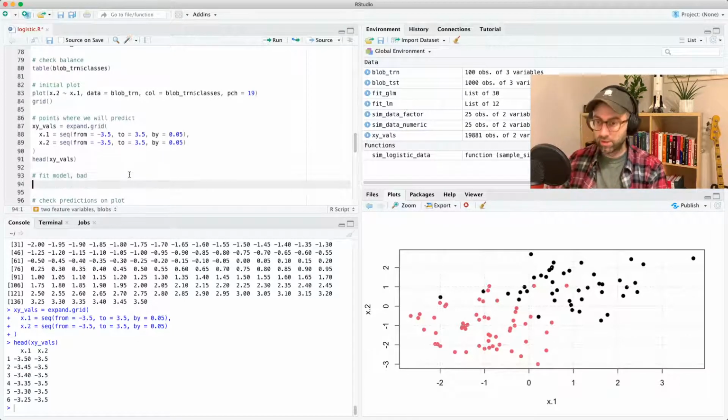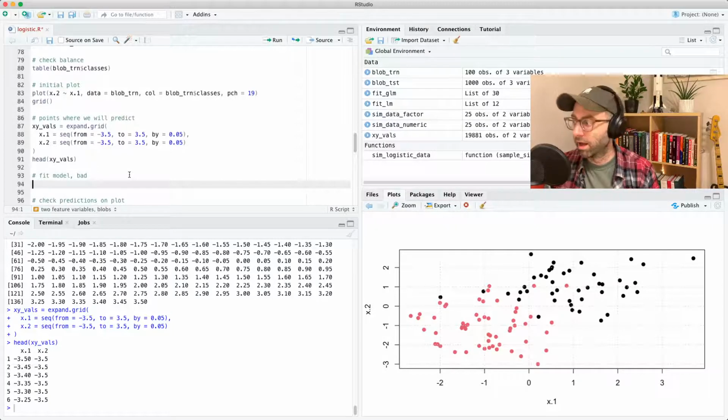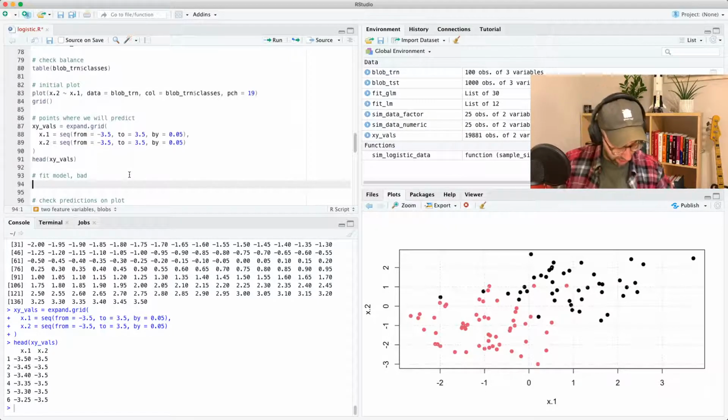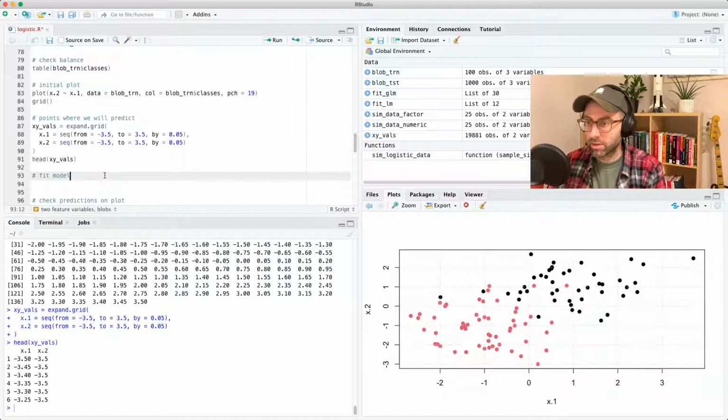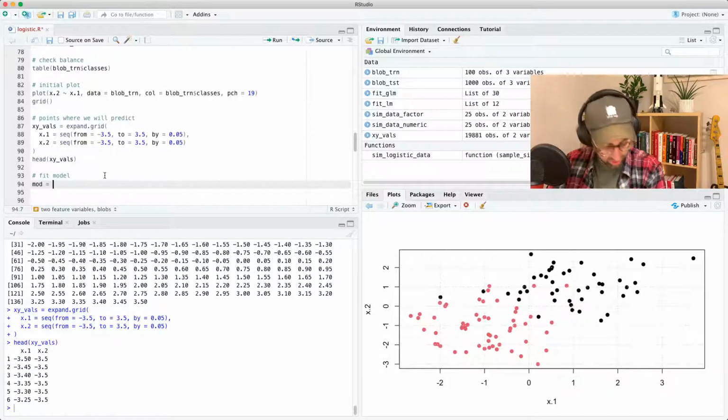Okay, so now I want to fit a model. I'm calling it bad. I almost forget why I'm doing that. No, it's not a bad model. This is going to be a perfectly fine model. That's for something later, and I did a bad copy-paste job. Okay, so I'm going to call this model. Am I on the right page?